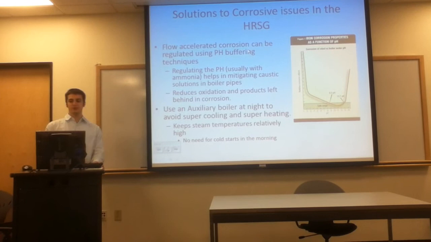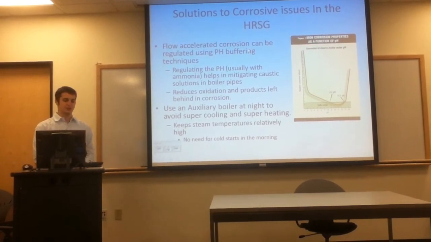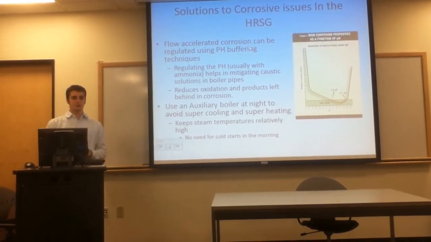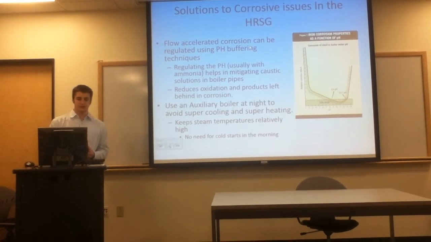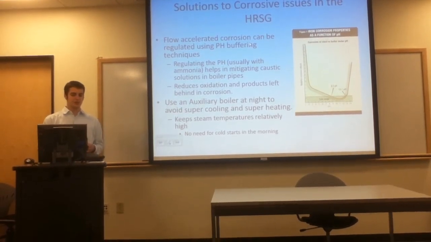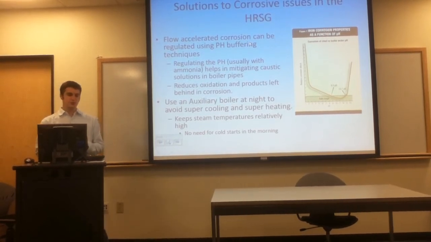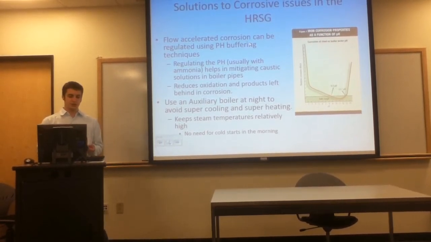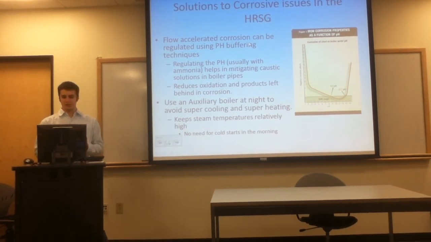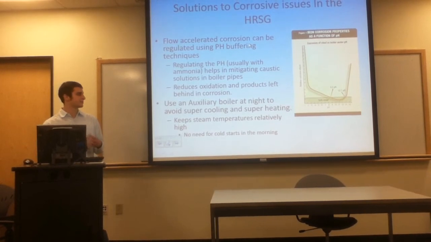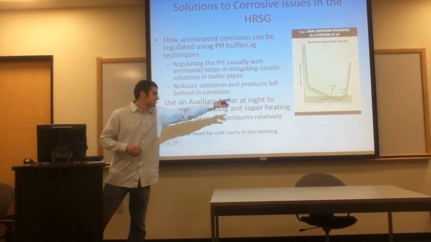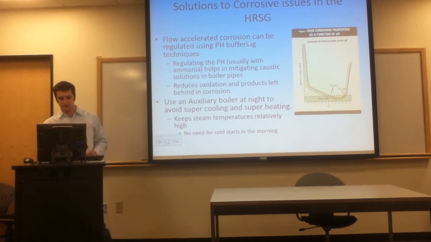And now I'll go over the solutions to corrosive issues in the heat recovery steam generator. Basically, to combat flow-accelerated corrosion, you can regulate the pH using buffering techniques. With this technique, you can introduce a basic substance, usually ammonia, to change the pH to a level where it's not going to cause corrosion. As you see, in that safe range right there, that's where you want the pH to be.